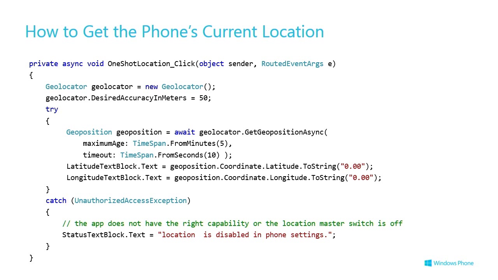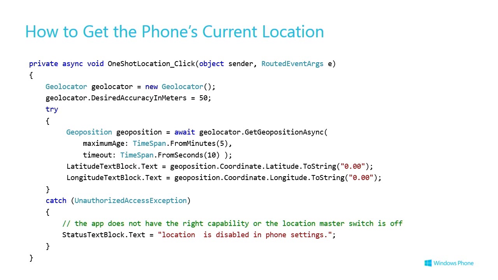The maximum age says if there's something in the cache, go and pull something out of there, unless what's in the cache is already 5 minutes or older. So it will have to go and get a new value. So it will use a cached value if there's a more recent one than 5 minutes. And then the timeout is how long, if it decides it needs to get a new fix, are you going to wait to get a response back? So 10 seconds in this example. And then it will give you back a geoposition object which has a latitude and longitude in a geocoordinate object.